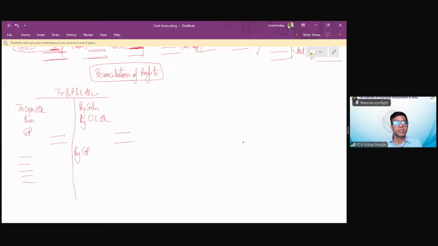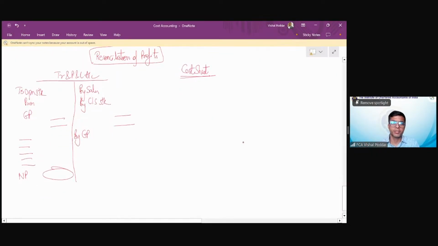Then all expenses are debited and you have net profit. This will be from your financial books. From your cost accounting, you have a cost sheet, which you have studied or you will study in the cost sheet chapter, which we did in my first lecture, also giving you an overview of how costing is done.